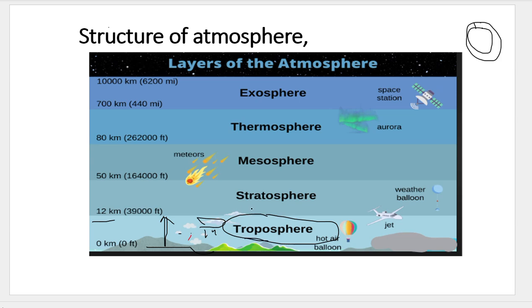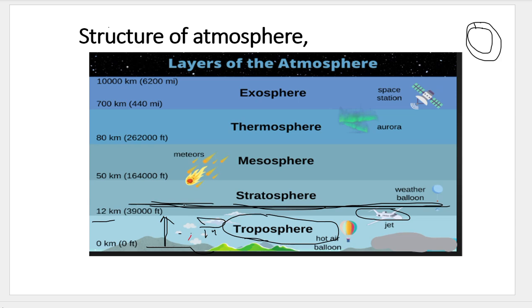Okay, and the second layer is the stratosphere. Here the weather is more stable compared to the troposphere, so in this layer turbulence is very low. That is why commercial flights run in the stratosphere, because there are fewer weather phenomena and very little turbulence. Due to that, commercial flights run in the lower portion of the stratosphere.